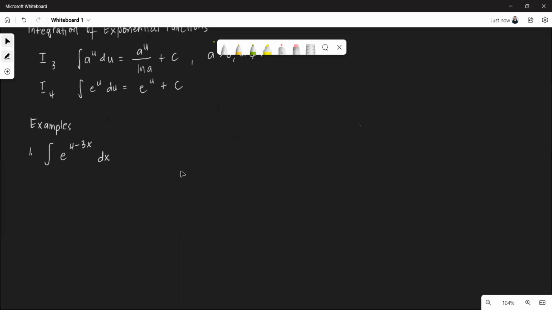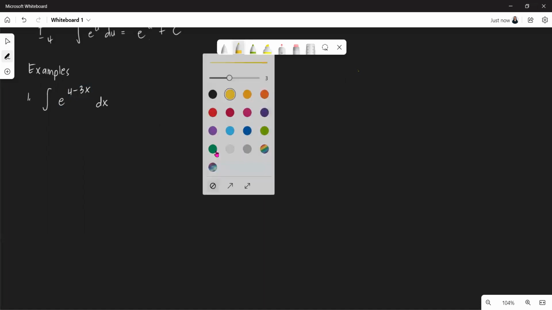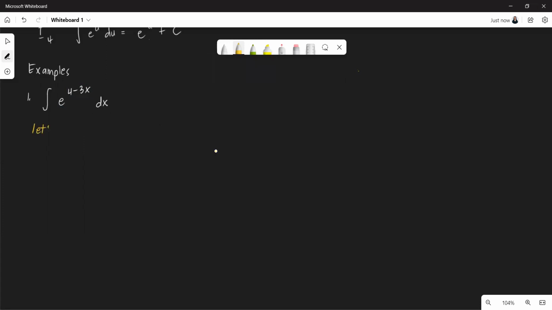So we have here the first example, the integral of e raised to the power of 4 minus 3x dx. We first substitute a dummy variable for the exponent so that it will be written in the form e raised to the power of u. So we let that exponent be equal to u. Let u be 4 minus 3x. So du, therefore, is negative 3 dx.